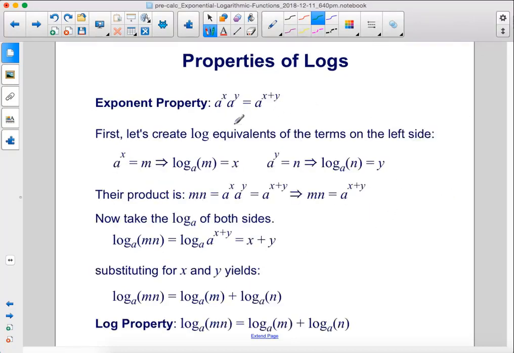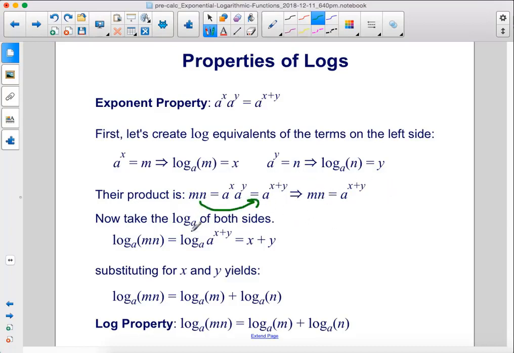Exponent property. a to the x times a to the y equals a to the x plus y. First, let's create log equivalents of the terms on the left side. a to the x, we're going to set equal to m. And that will be log base a of m equals x. We're going to set a to the y equal to n, which is log base a of n equals y. Their product is m times n, which is a to the x times a to the y equals a to the x plus y. So now it's going to be m times n equals a to the x plus y.